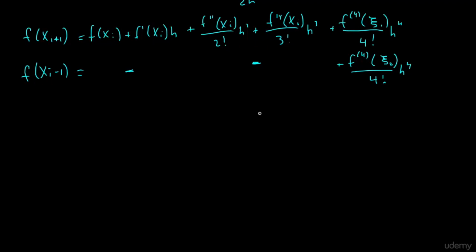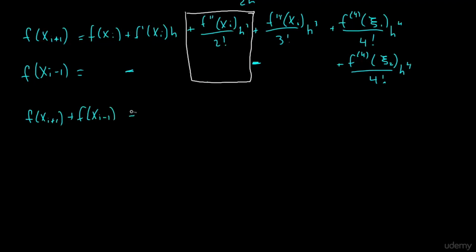Now, because we're not interested in the first derivative, we're actually interested in the second derivative, which is this part, what we can do is add them up. And if we were to add them up, we'll get something like the following. So we'll have f of xi plus 1 plus f of xi minus 1, and that's going to be equal to, so f of xi and f of xi, that's 2f of xi. The pluses and the minuses cancel themselves, but we do get the second derivative.